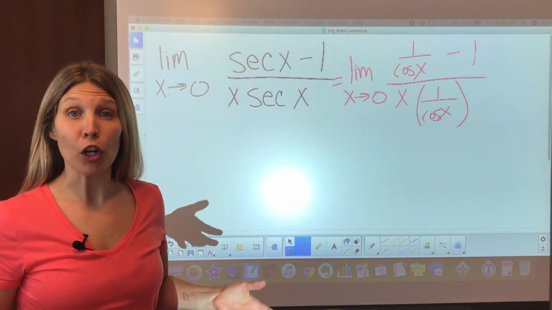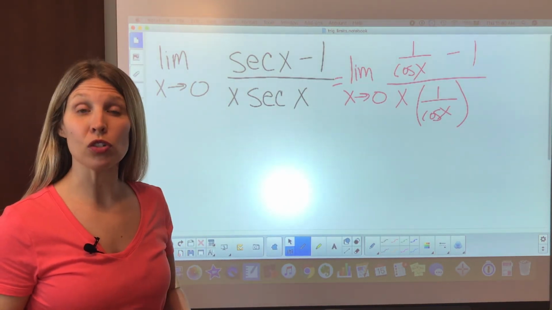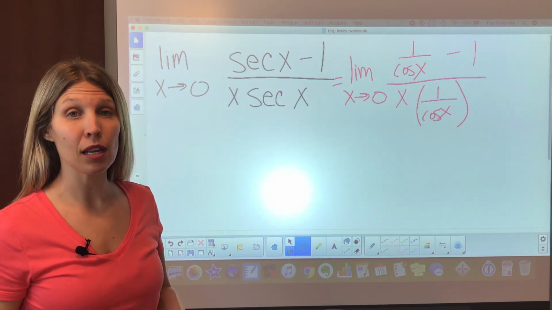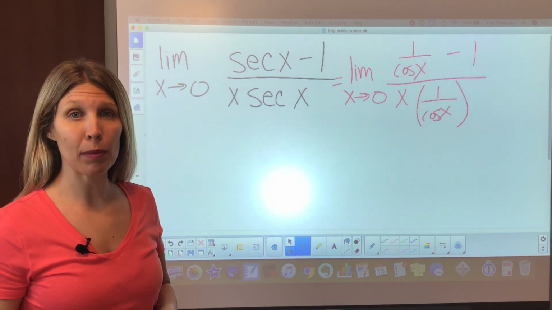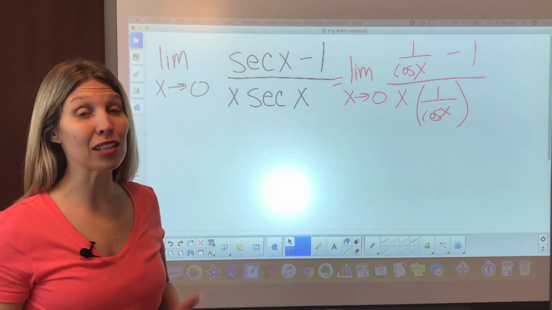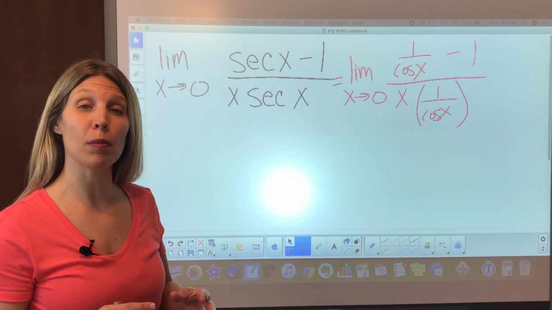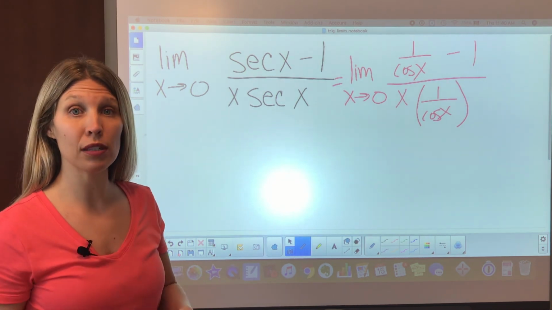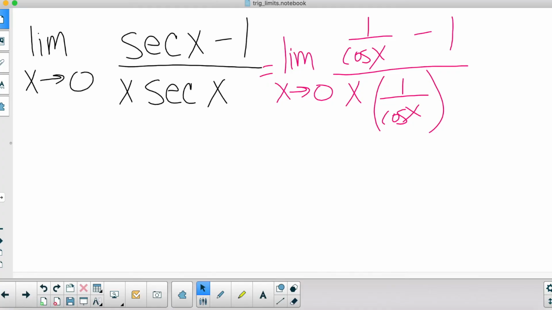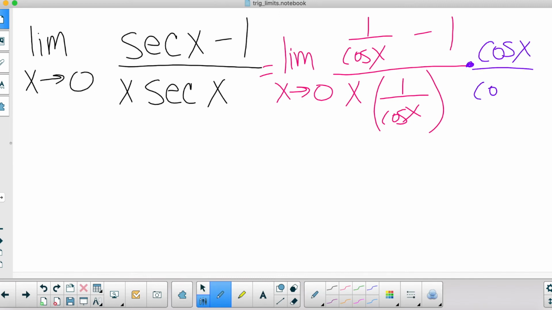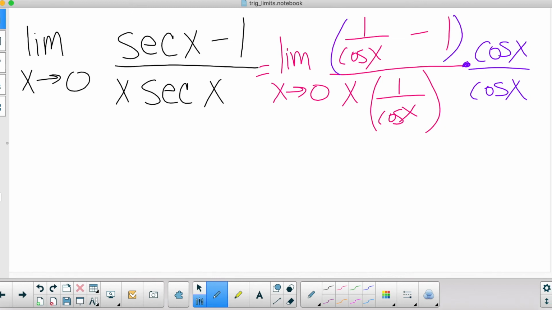Now this doesn't look very good because we've got fractions inside of fractions. So another toolbox trig option we have is to multiply by the common denominator. And in this case, it's cosine x. So that's going to be my next step for my magic 1, multiplying both the numerator and the denominator by cosine of x. So I'm going to multiply by cosine of x over cosine of x.